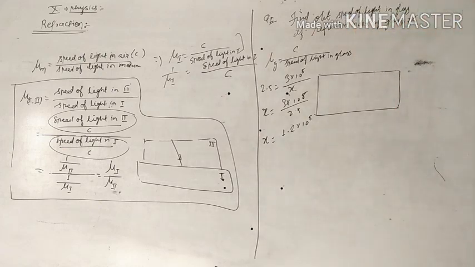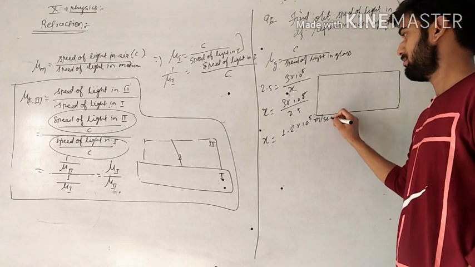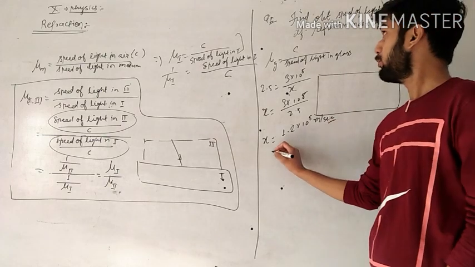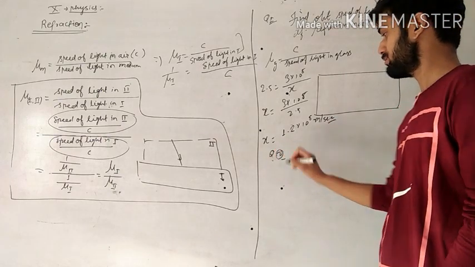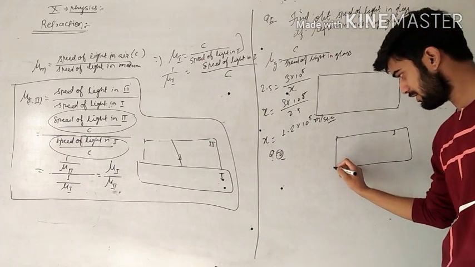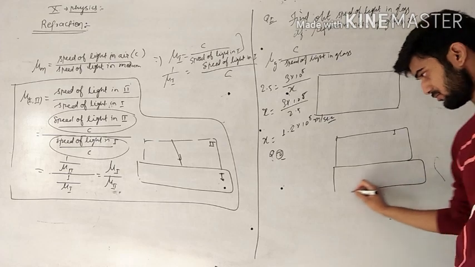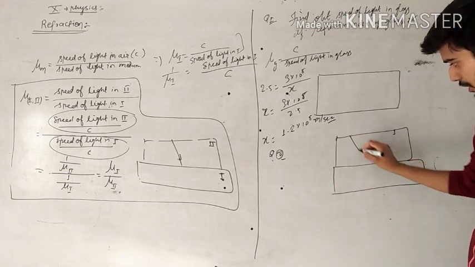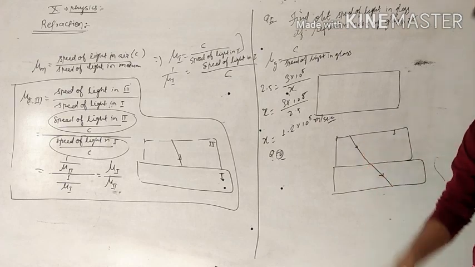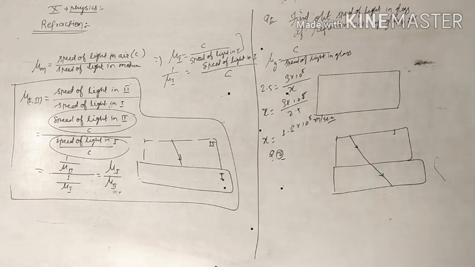Okay. This unit is meter per second. So another question, question number 2. Consider this one is medium 1 and this one is medium 2. Light is entering from one medium to another medium and its path is not deviated or changed. If the refractive index of the first medium is x, what is the refractive index of the second medium?